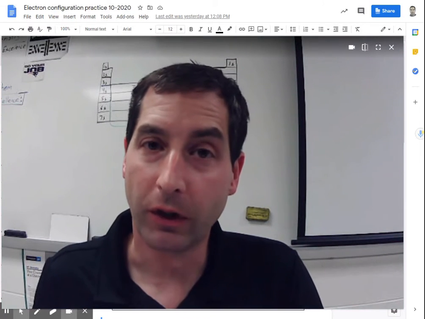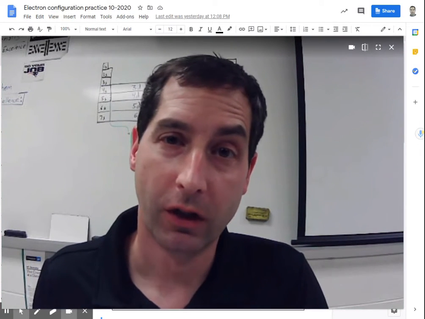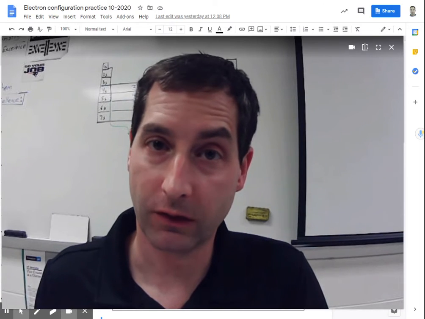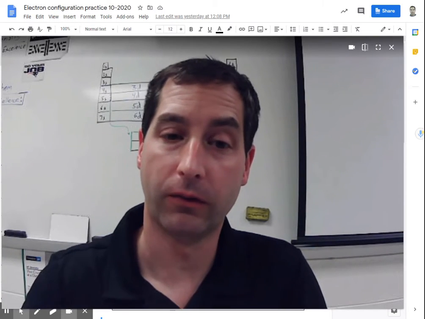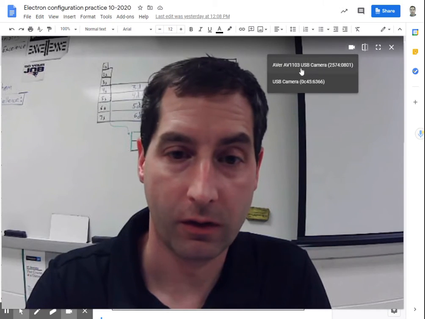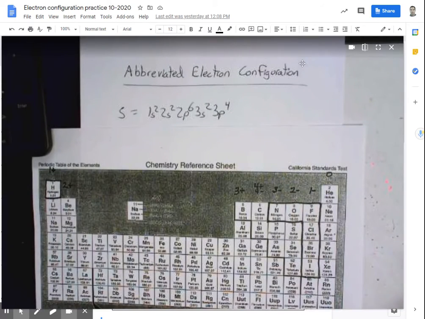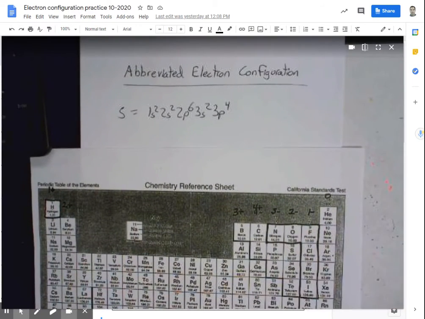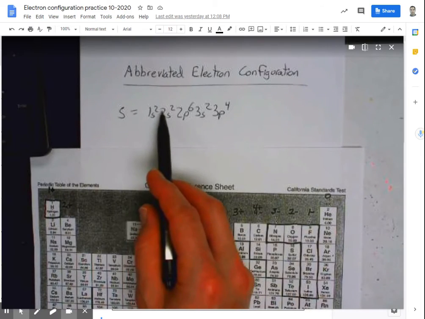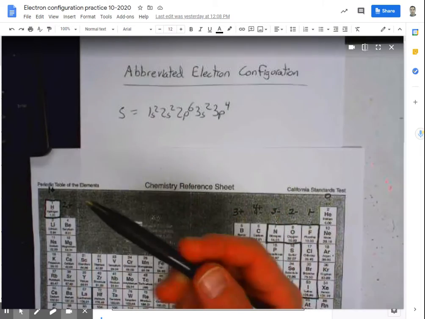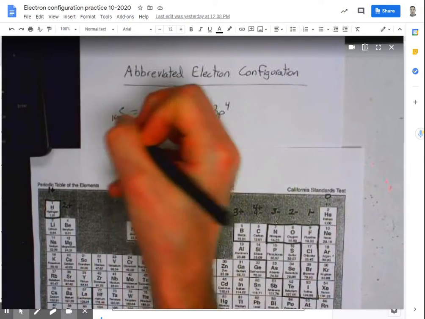Let's take a look at how to write an abbreviated electron configuration, and then also the difference between valence electrons and kernel electrons. So here we have an electron configuration for sulfur. It is in the P section of row 3, and so we write all of the electrons out until 3p4. And that gives us a total of 16 electrons. And if you add up the superscripts of your electron configuration, it will add up to equal 16.